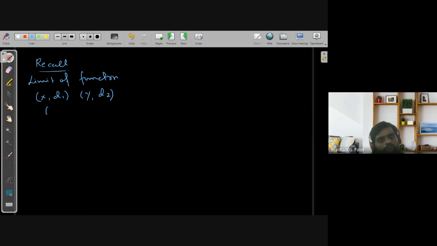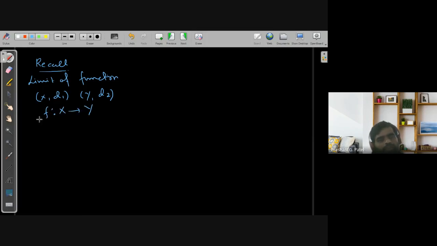So let us recall what we did in the previous lecture. In the previous lecture, we discussed the limit of a function in a metric space. For that, I required two metric spaces, that is (X, d1) and Y will be (Y, d2). And we have a function which is given as f from X to Y.